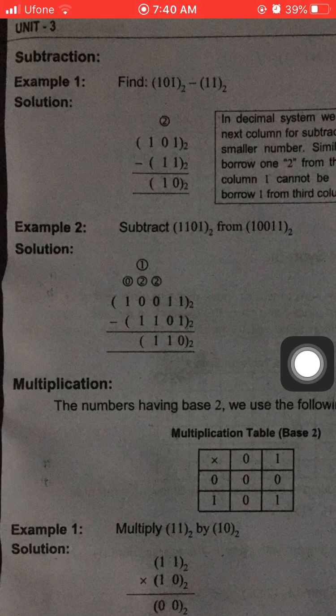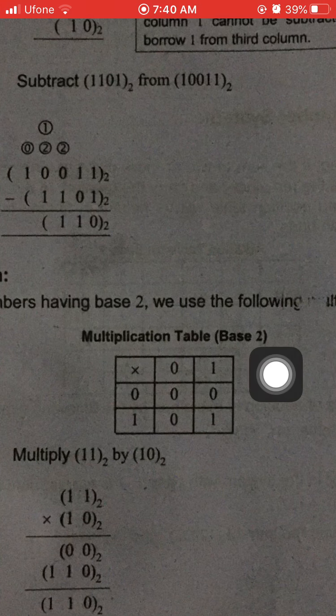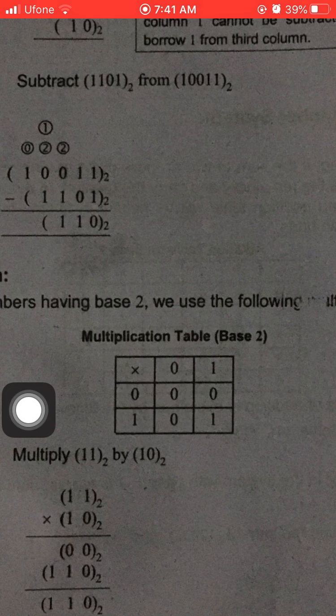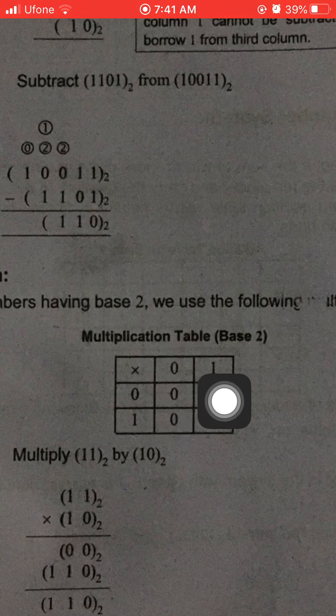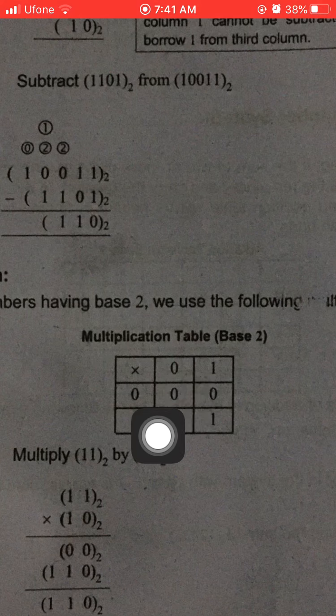Similarly, we discuss multiplication of the binary system. In multiplication of the binary system, students, try to understand this table. In the binary system, you have maximum 2 digits, 0 and 1, because in the binary system the base is 2, so your maximum digit is 1. You write horizontally 0, 1 and vertically 0, 1. Now you multiply this column with the first row. The first entry of the first column is 0.